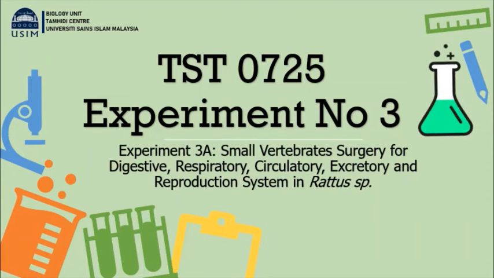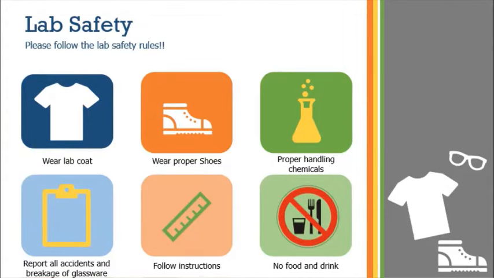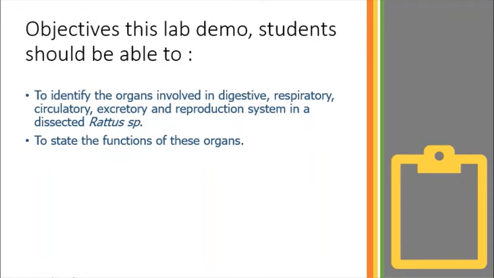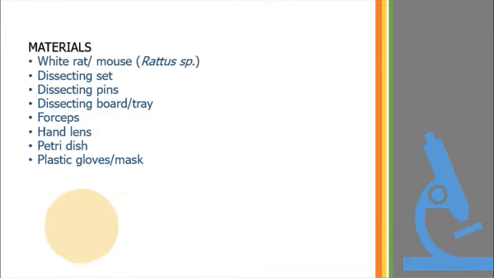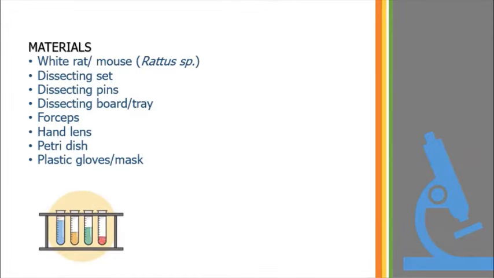Experiment number 3, small vertebrate surgery for digestive, respiratory, cell culture, excretory, reproductive system in rat species. Objective for this lab, students should be able to identify the organ involved in various systems and state the functions of this organ. Material needed has been displayed here.